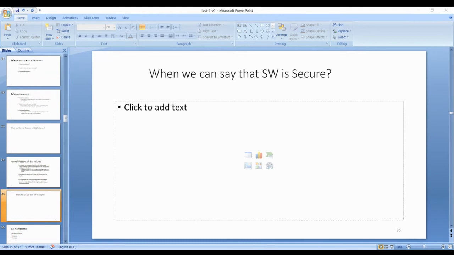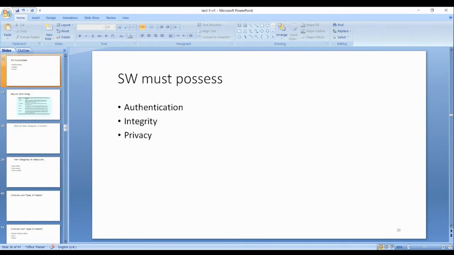When can we say our software is secure? Now we have security, once we have achieved authentication, integrity, and privacy. What is authentication?